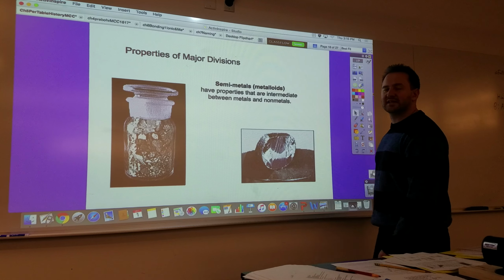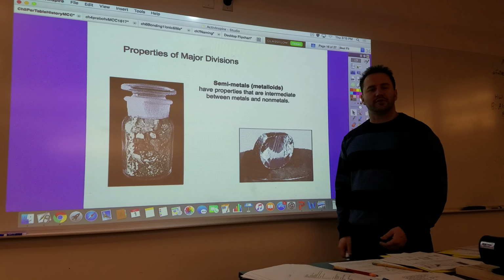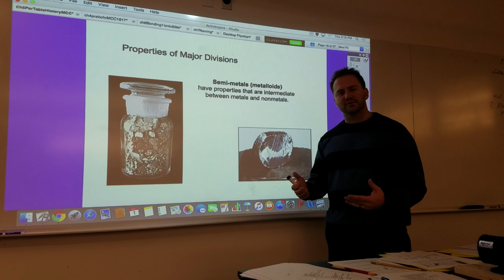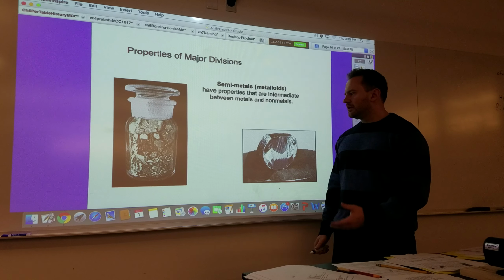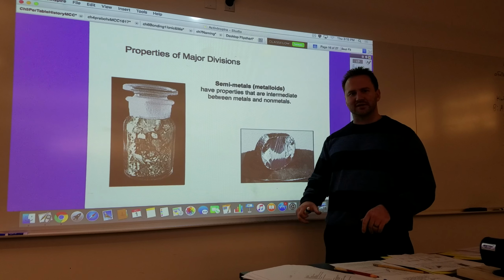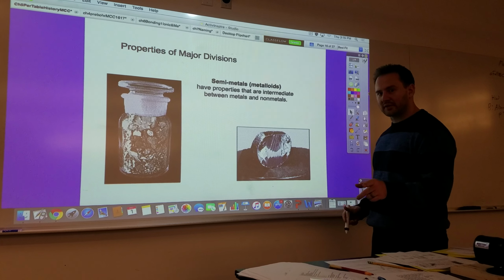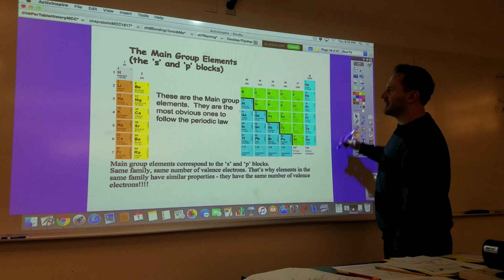And then you have the semi-metals, the metalloids, if you will. They have properties of both. If you look at silicon, probably the most important one we use in our world, used for computer chips, semiconductors, etc. It's shiny, but it's also brittle. If you hit it with a hammer, it's really fun, but it scatters all over the place. Not like a metal, but it conducts a little bit like a metal.